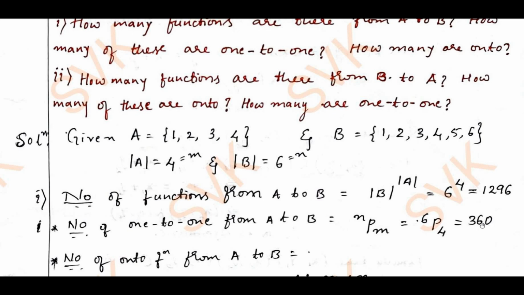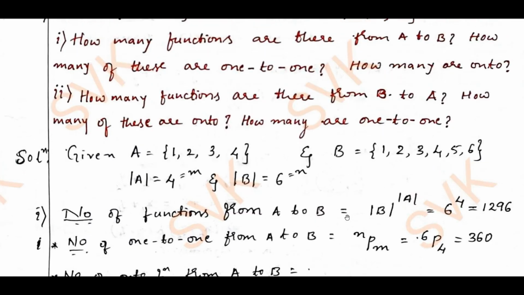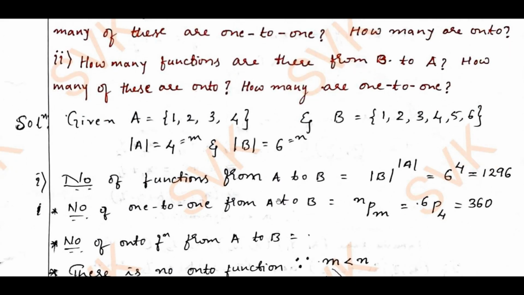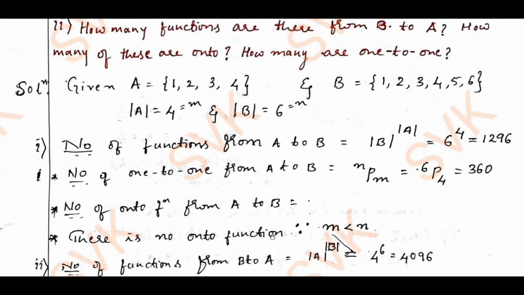So these many functions can be one to one. So 360 values, the value 360 represents one to one functions. Similarly, how many of these are onto? So I can say that there is no onto function itself. There is no onto function. It cannot take place according to the definition of onto.